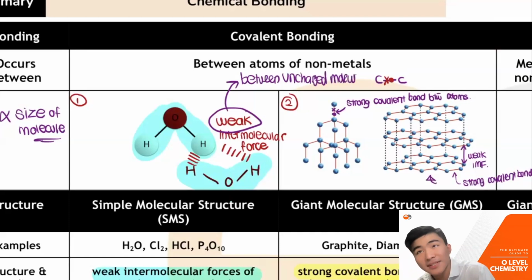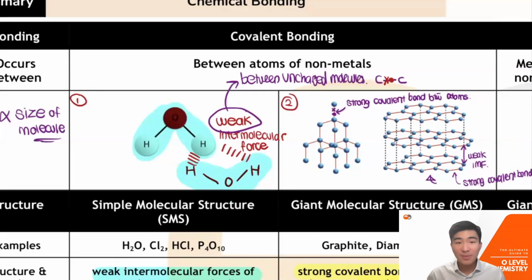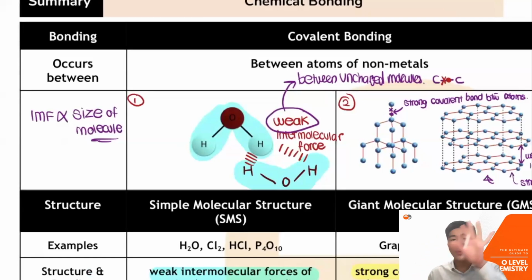You need to understand this first. So when we write our explanation, we cannot say strong intermolecular force. We can only say it is a stronger weak intermolecular force. Can you get what I'm saying? The weak IMF is stronger. Okay, the weak IMF of molecule A is stronger than the weak IMF of molecule B.